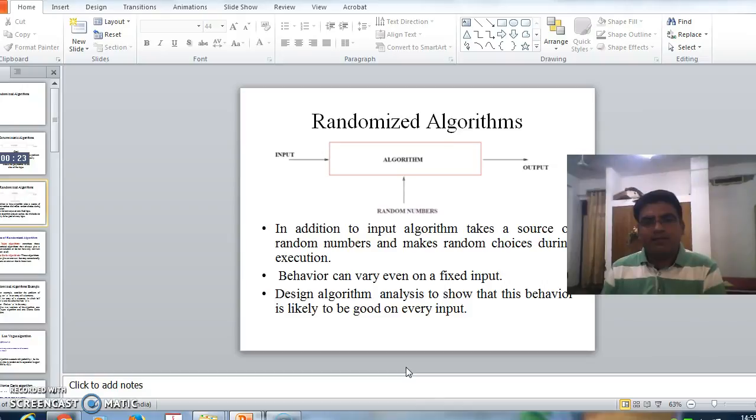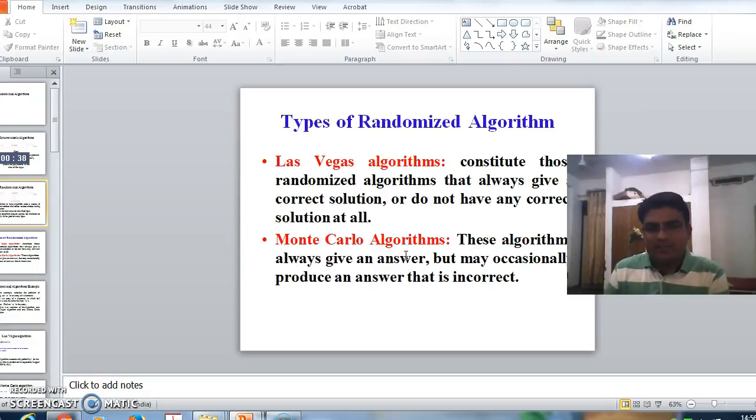So now, what is a randomized algorithm? As you can see, there is a deterministic algorithm with an input and an output. If we add one random bit, then the behavior of the output will vary as per this random bit. We'll see later on as per an example.